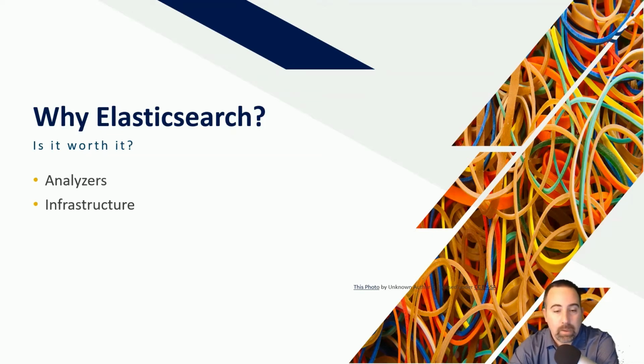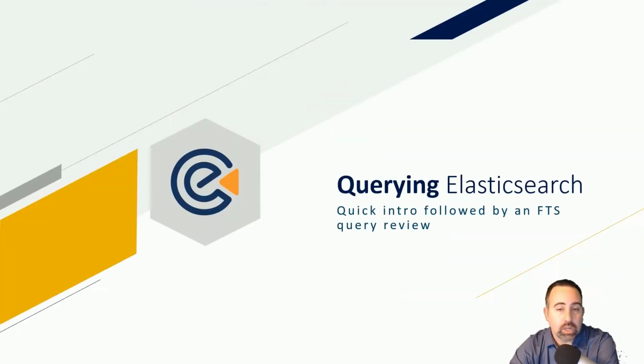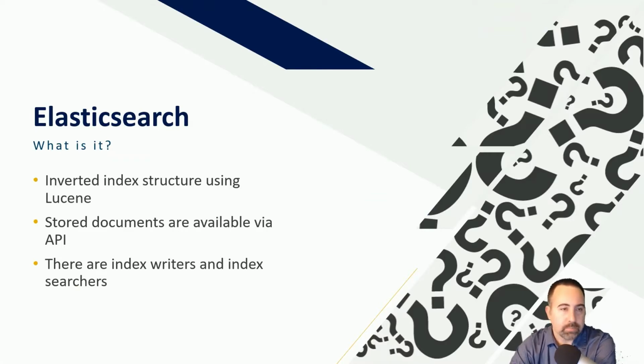All right. So let's talk about querying Elasticsearch. We're going to go through and give a very quick intro, and then we'll follow that by a full text search query review. All right. So for those not familiar with Elasticsearch, a very quick explanation. Elasticsearch is an inverted index structure, and it uses Apache's Lucene in order to return and search results.